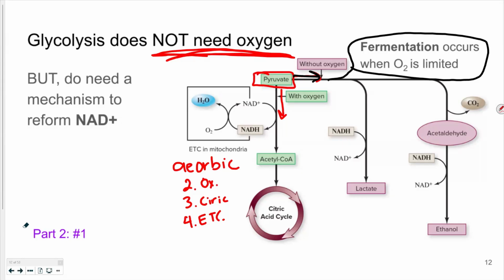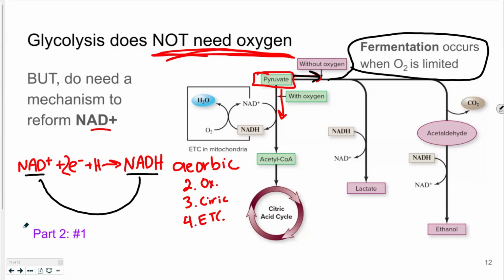One of the problems that we have at the end of glycolysis is that we've taken our NAD plus and given it some electrons, 2 electrons and a hydrogen, and that's going to make our NADH. But if we use up all of our NAD plus to produce NADH, we have to have a mechanism to reform NAD plus so that we can continue glycolysis. So we don't have that yet.